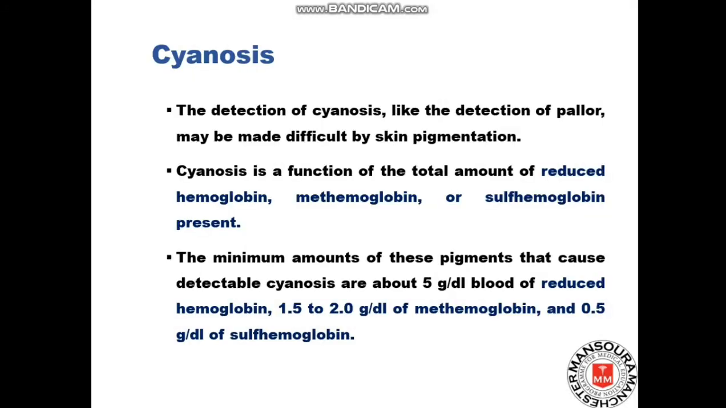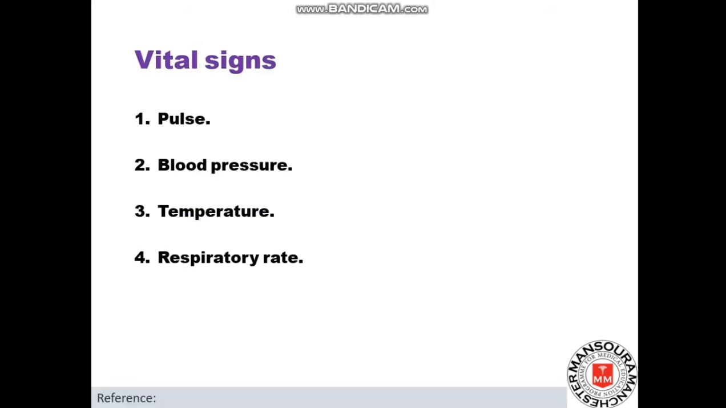Cyanosis, like the detection of pallor, may be affected by skin pigmentation. Cyanosis is a function of the total amount of reduced hemoglobin, methemoglobin, or sulfhemoglobin. The minimum amounts of these pigments that cause detectable cyanosis are about 5 gram per deciliter of blood of reduced hemoglobin, 1.5 to 2 gram per deciliter of methemoglobin, and 0.5 gram per deciliter of sulfhemoglobin.